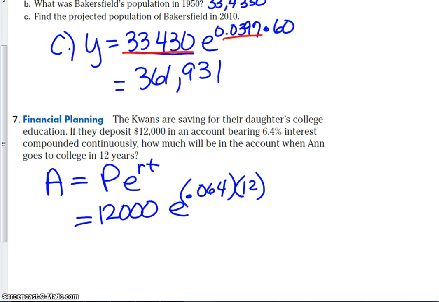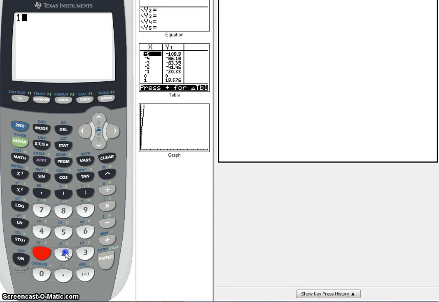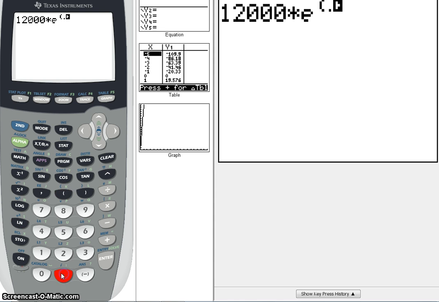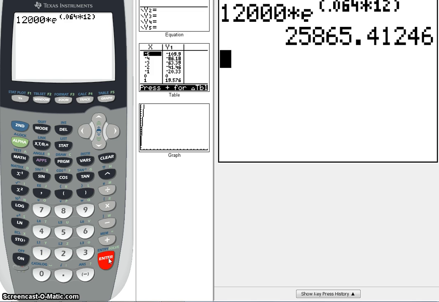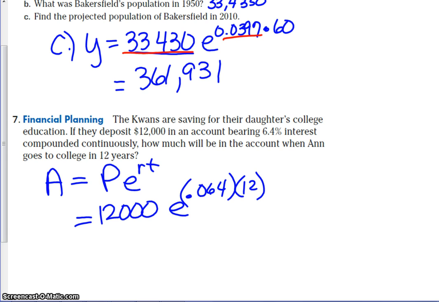All right. So let's work that through here. I'm going to get the calculator up. We had here our 12,000, and we multiplied it by e, raised to the power of 6.4%, so 0.064, times 12 years. We get 25,865, and I'm going to round it to that.